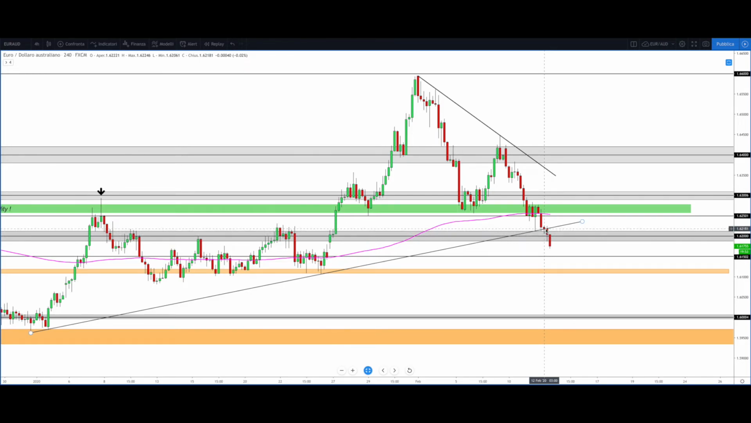Also, if the Australian dollar will not find the strength to go higher, I expect a new collapse, and this could give us here on Euro Australian dollar a big boost to the upside that could give us some good profit in case of a long trade.